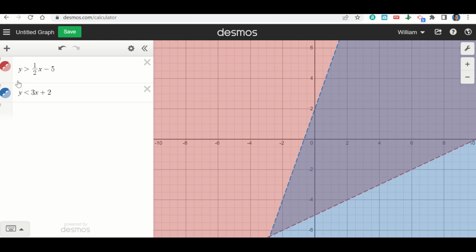So, we could enter this in with any equations, any inequalities, and it will graph it for us and show us exactly where the solution should occur. So that's how you can use Desmos to check your work when dealing with systems of linear inequalities.